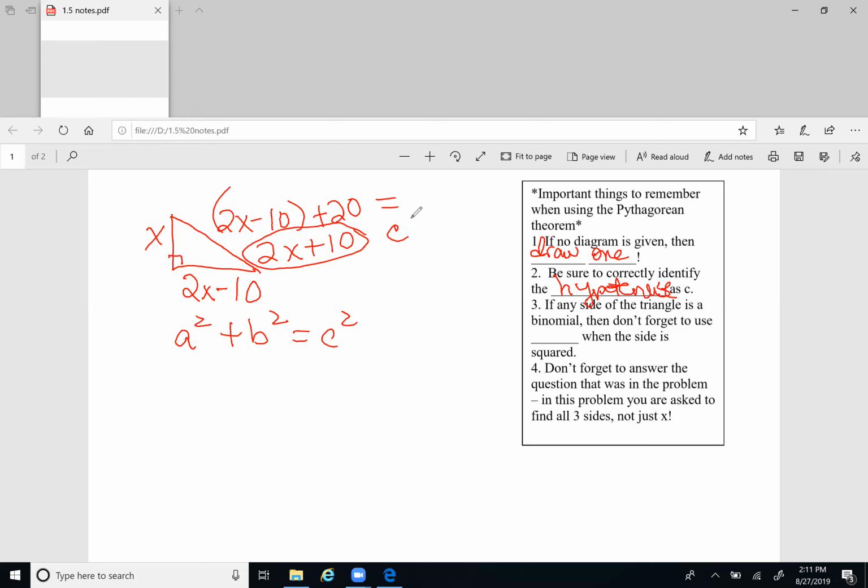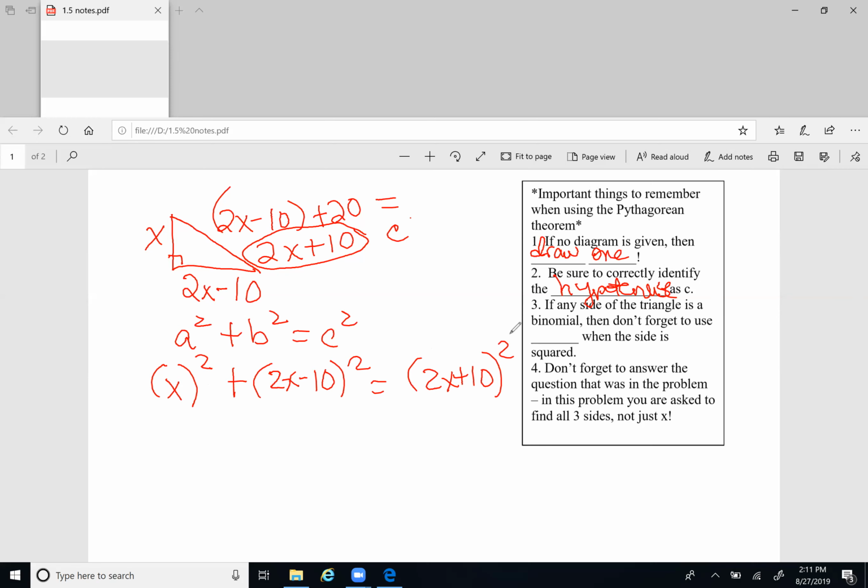The 2 legs, it won't matter whether the shorter leg is A or the shorter leg is B. I just choose one of them to be A and one of them to be B. So I'm going to put in the shorter leg and square it, plus the longer leg, 2x minus 10, square that, and set it equal to the hypotenuse, which is 2x plus 10, and square that.